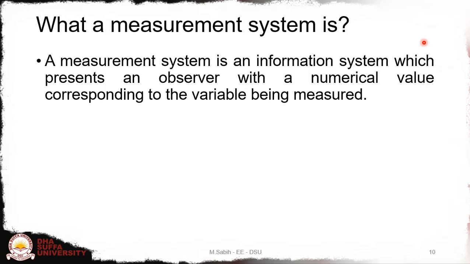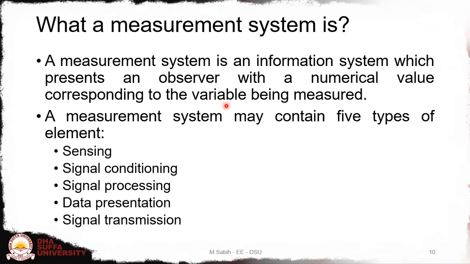A measurement system is an information system which presents an observer with a numerical value corresponding to the variable being measured. A measurement system may contain five types of elements. Whichever we have seen, it may be sensing, signal conditioning, signal processing, data presentation, and signal transmission. And they are all applicable and present in the measurement examples that we have seen.